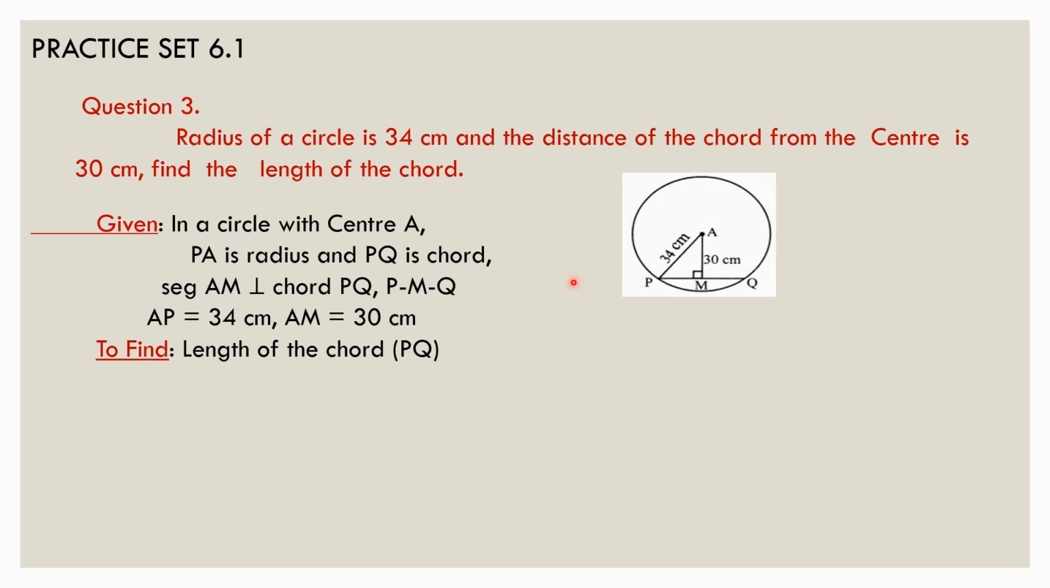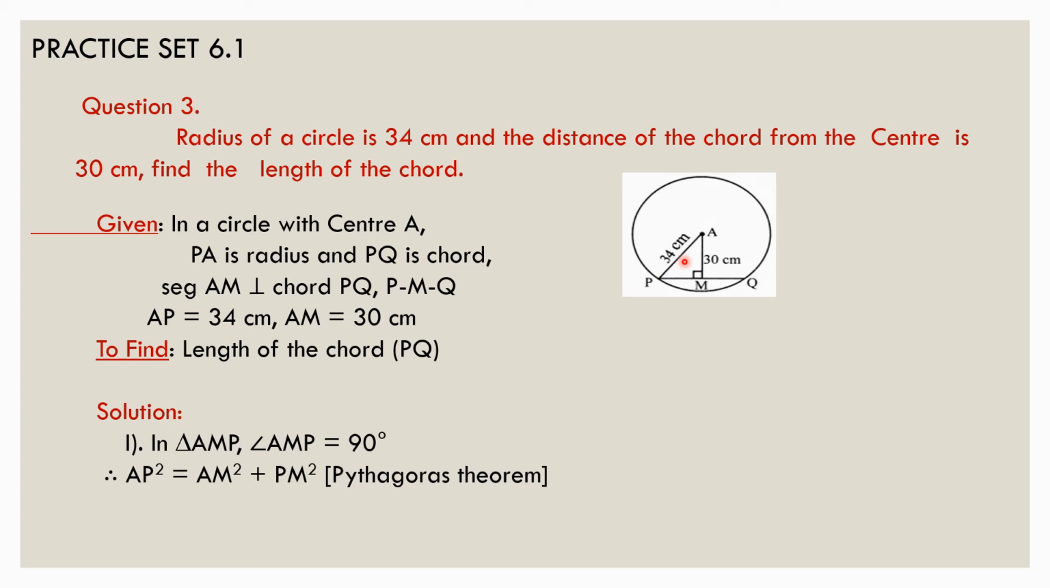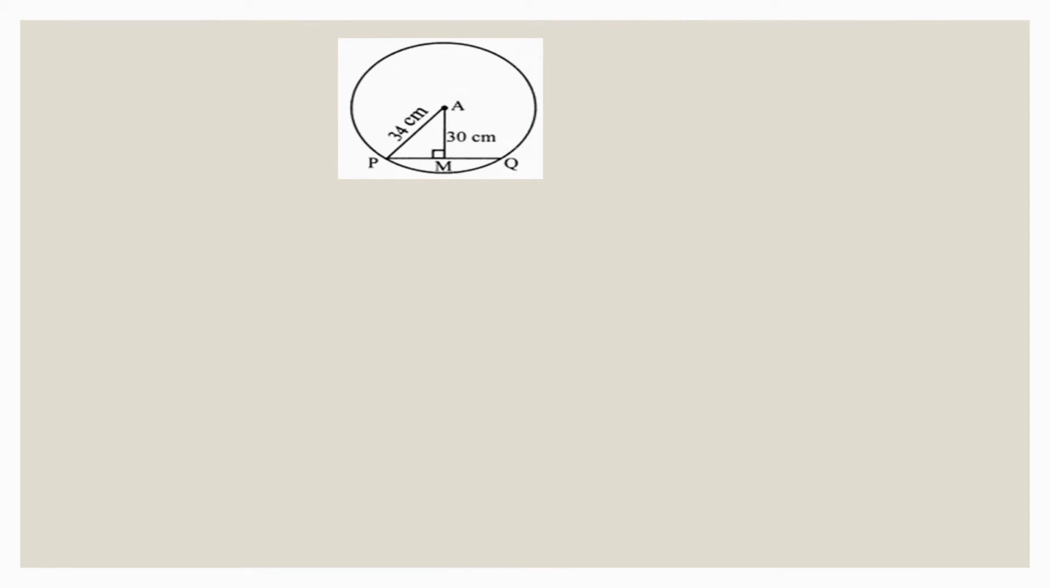And solution. In triangle AMP, this is the triangle AMP, angle AMP is equal to 90 degree. Therefore, triangle AMP is a right angle triangle. Therefore, by Pythagoras theorem, AP square is equal to AM square plus PM square. That is 34 square is equal to 30 square plus PM square. Therefore, PM square is equal to 34 square minus 30 square.